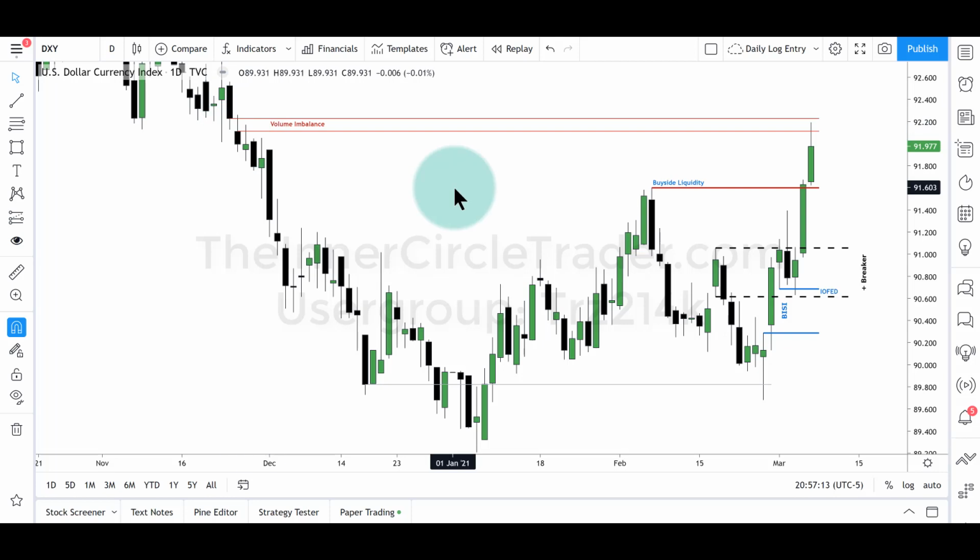Okay, so that was one of the reasons why I felt that we would draw higher, was we were inside this bullish breaker. So here's your context there. We're going to drop down to an hourly chart.